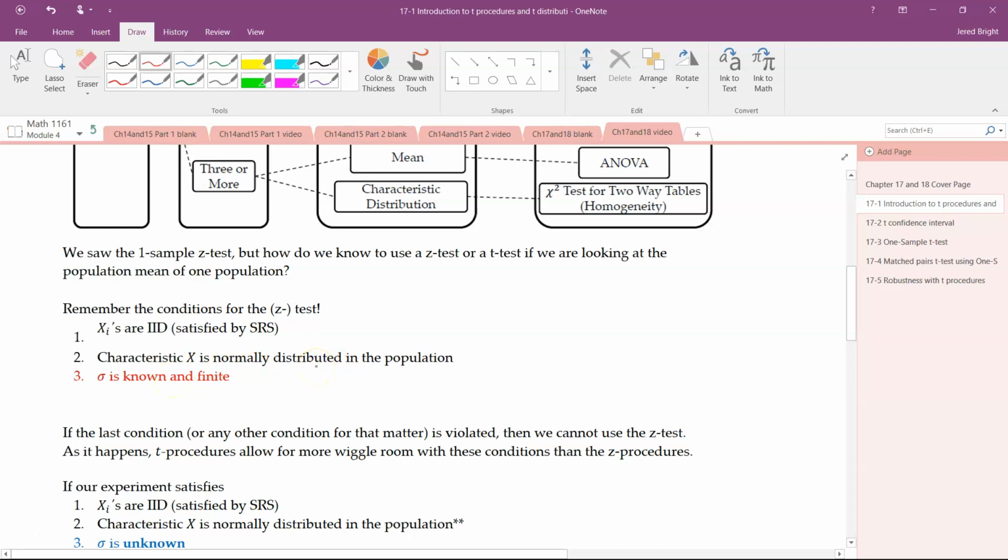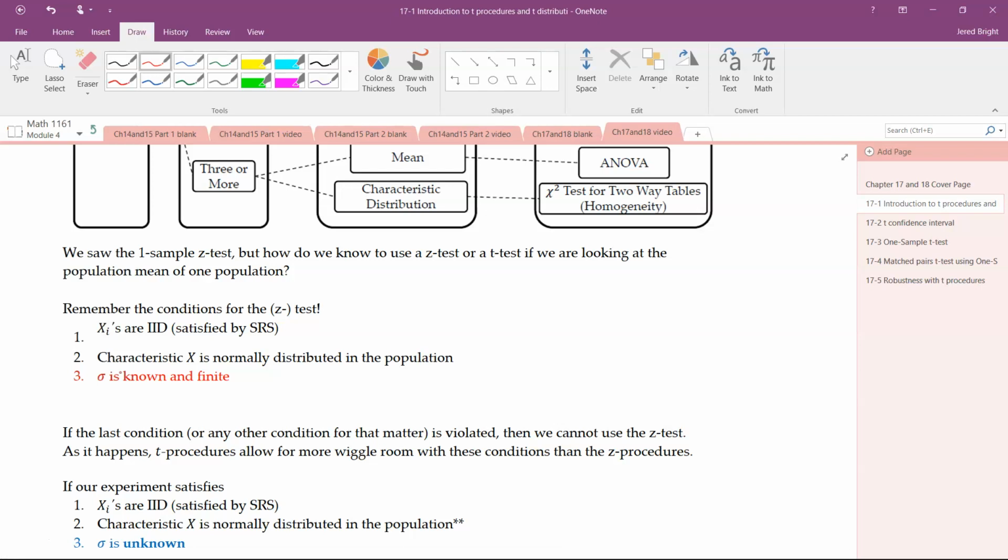And then the last big condition that we introduced was that sigma, the population standard deviation, is known and finite. But that's a parameter, right? How often do we know parameters for a population? Populations are typically pretty large, right? So that condition is hard to satisfy. And consequently, if we don't have it, then we can't use the z-test. So then we need to do something else.